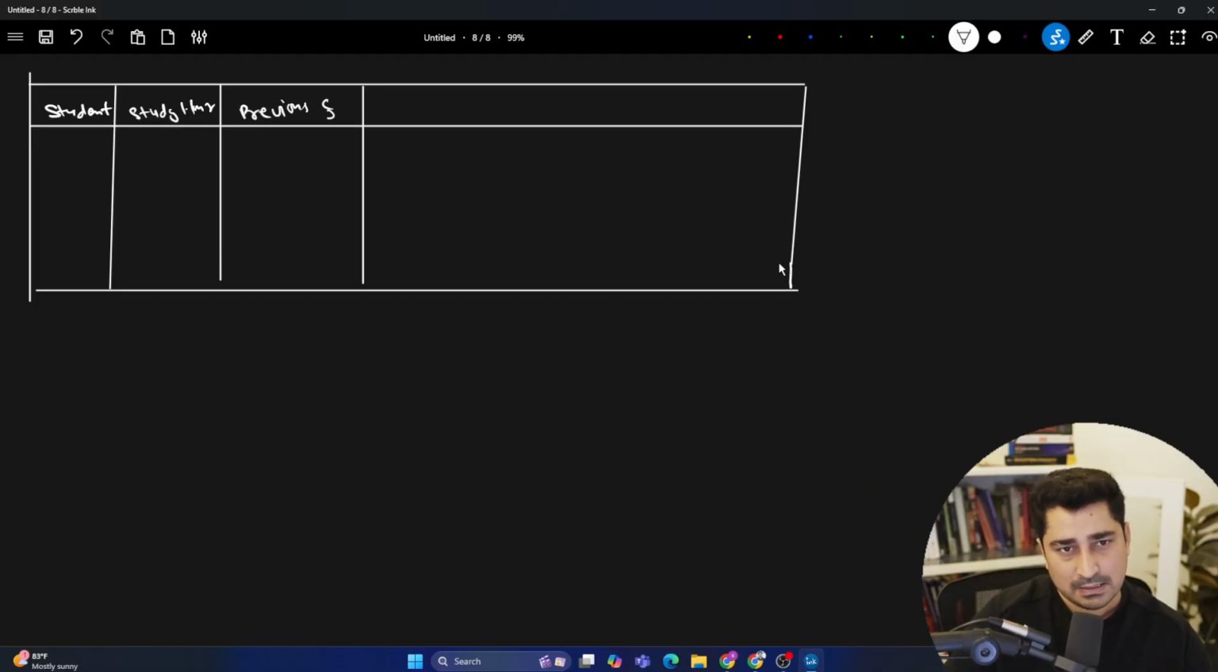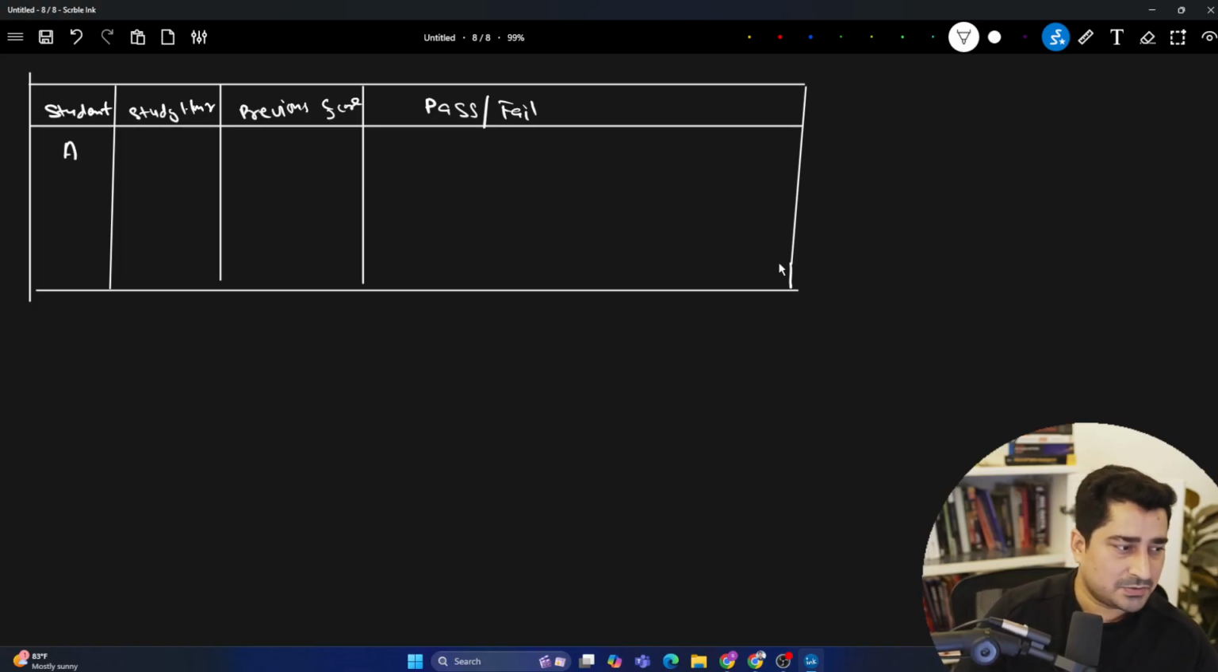previous score is given to you, right? And then basically there is a pass slash fail, the final one, right? So let's suppose there is a student A, right? There is a student B, there is a student C, there is a student D, and there is a student E. So there are 5 students basically. Now, A studied for like 2 hours, B studied for 3 hours, C studied for maybe 5 hours, and then D studied for 7 hours, and then E studied for 8 hours.